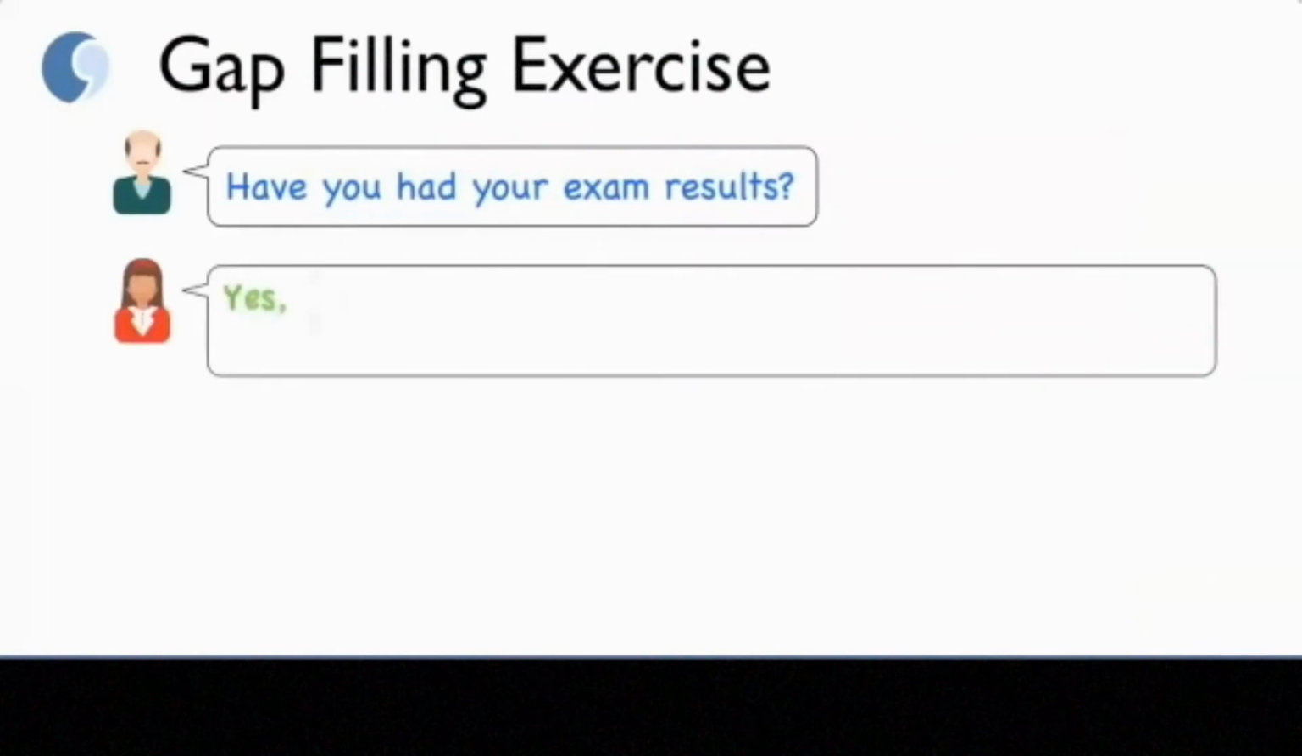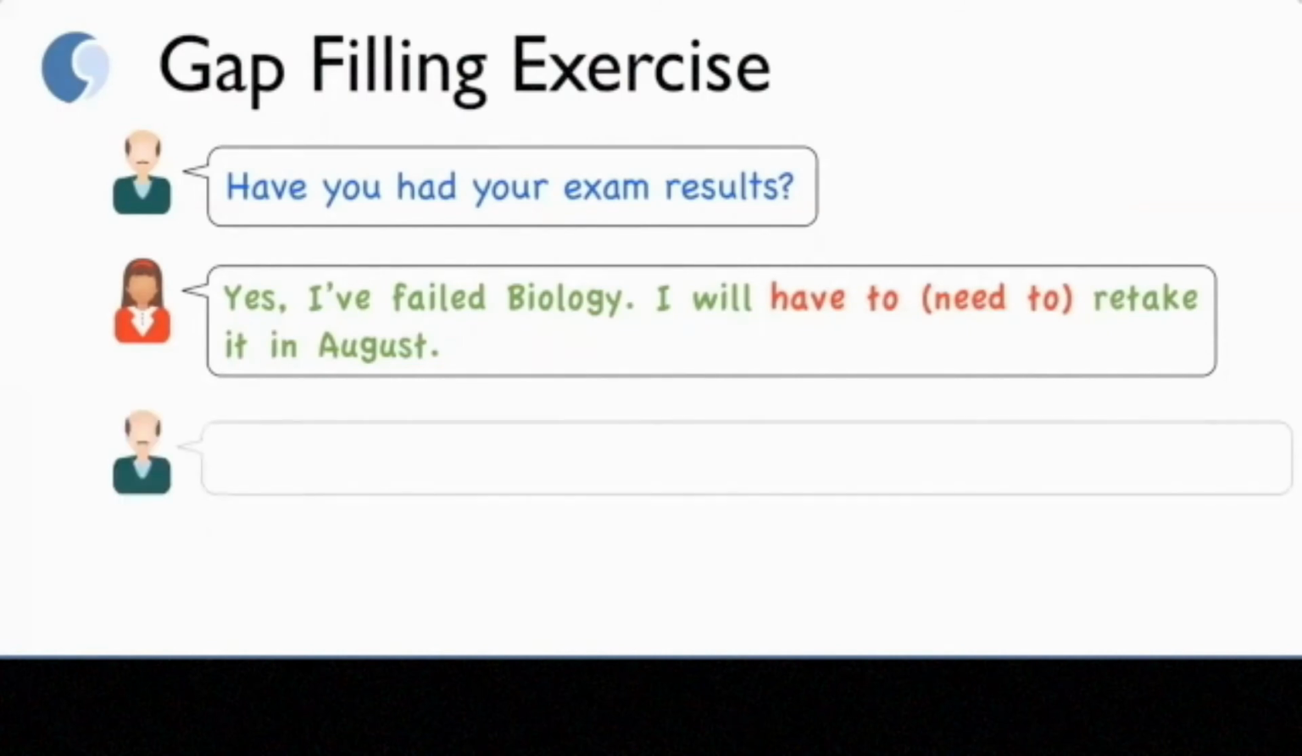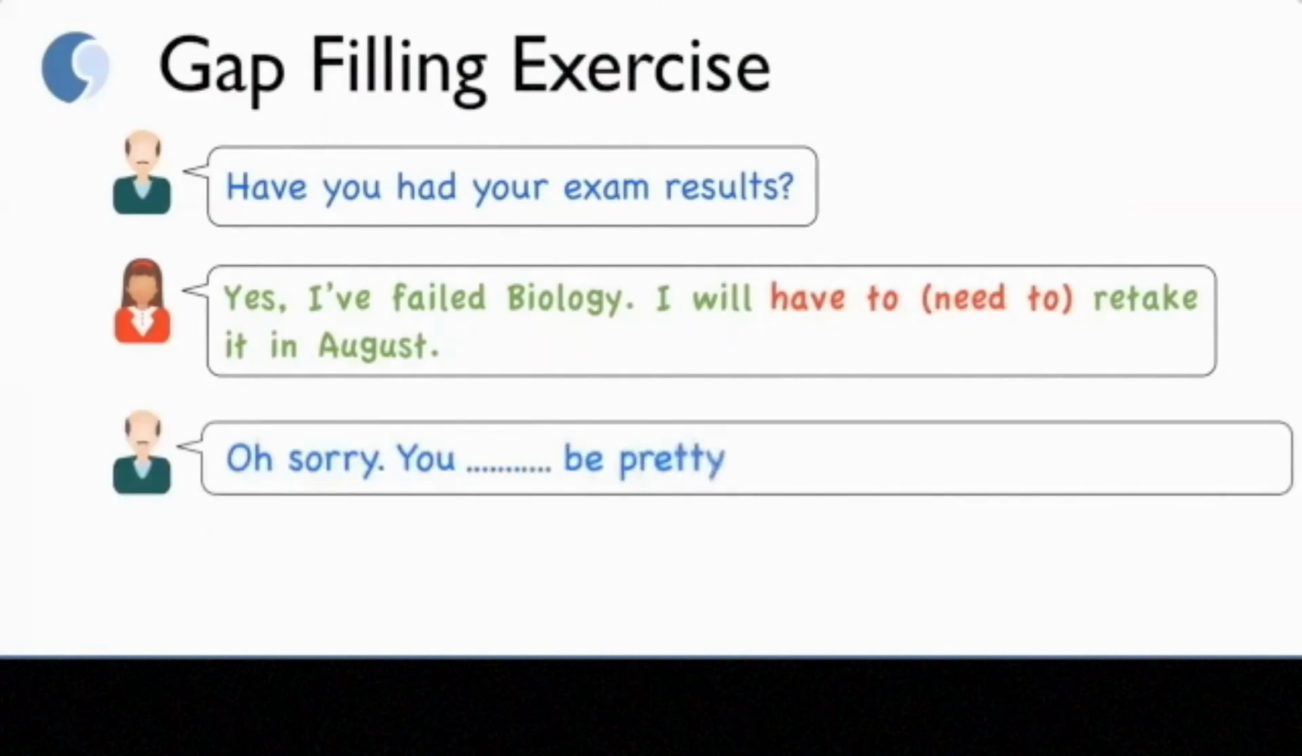Have you had your exam results? Yes, I failed biology. I will retake it in August. I have to, need to. You use have to or need to. Oh, sorry, you must be pretty upset. What about physics? You must be pretty upset.